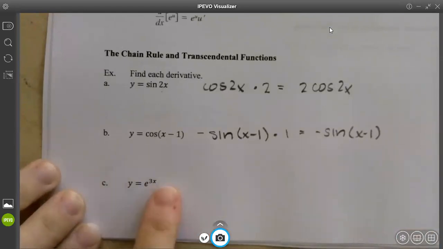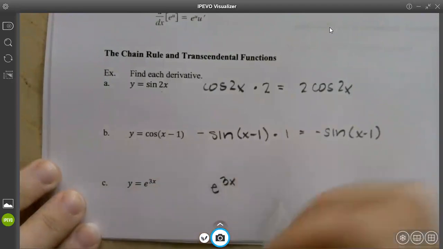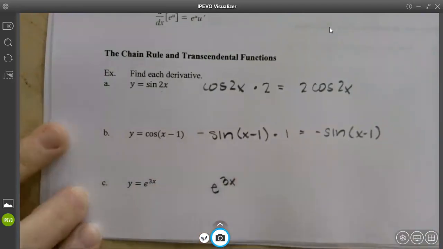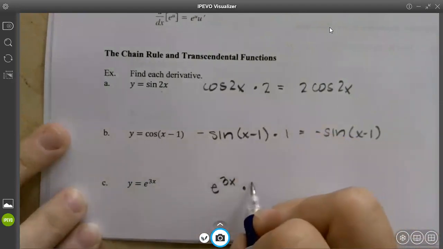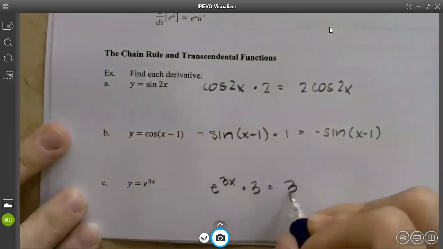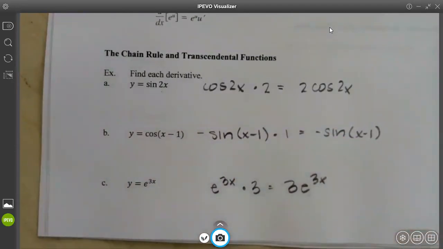The derivative of e to the x is e to the x. So we keep it the same, e to the 3x. Times, what's the derivative of 3x? So this one is 3e to the 3x. Notice it's still that quick. Unless you have to do product quotient rule, it's still that quick. It's still the same thing.